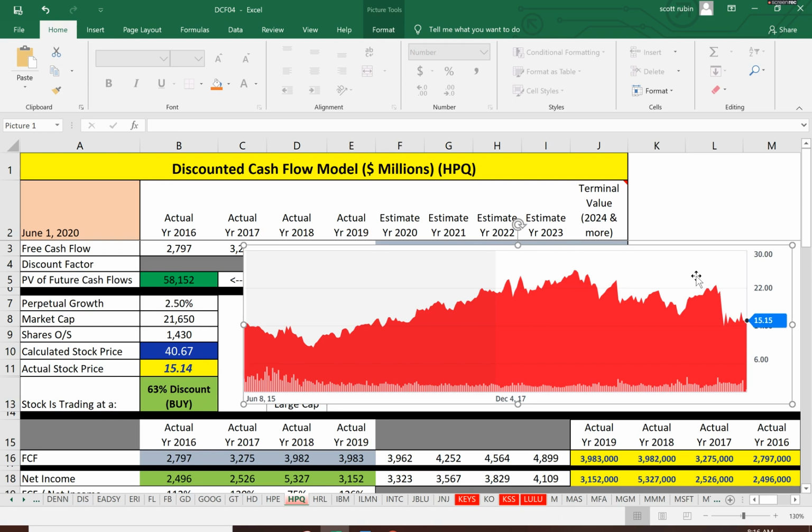And we all have our own opinions on things and our own ideas on this stock, but this is my model and my opinion.